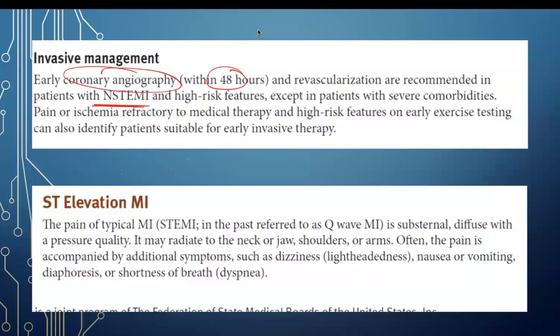And what's your step-by-step management? All right, so even with a non-ST elevated patient, we still do an angiogram. We still might need to do either a CABG or a stenting, but it will be done within 48 hours. For kidney disease, unfractionated heparin.